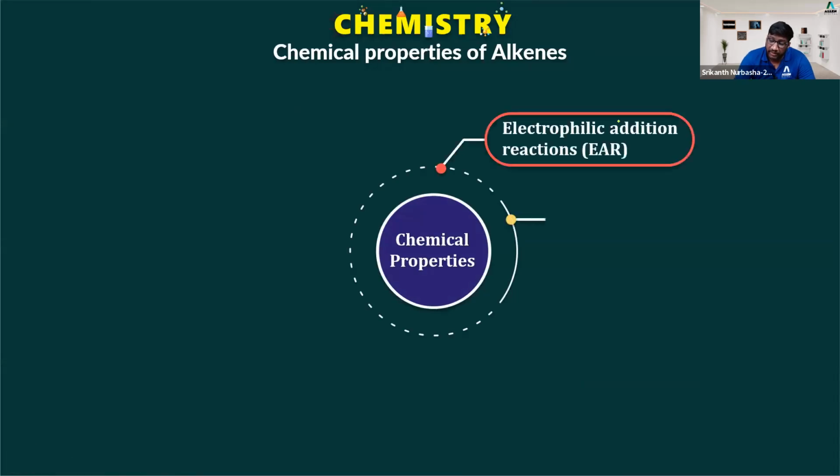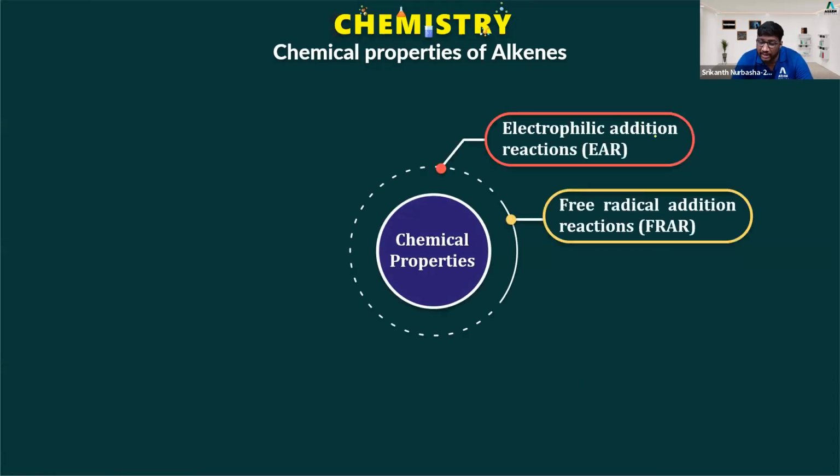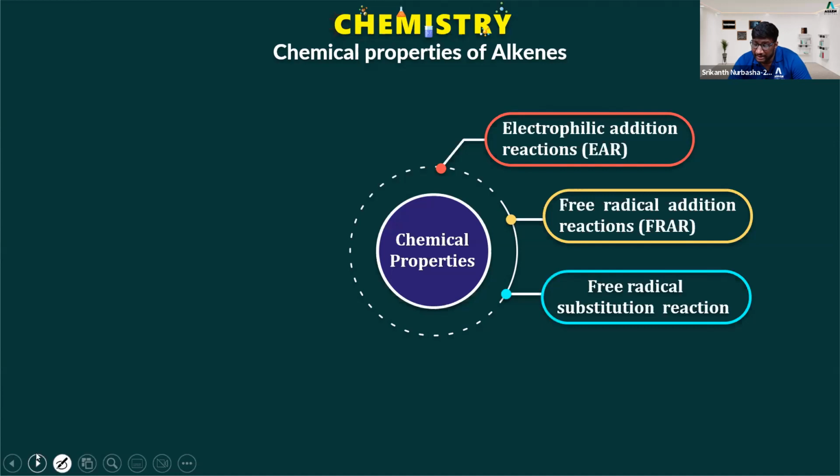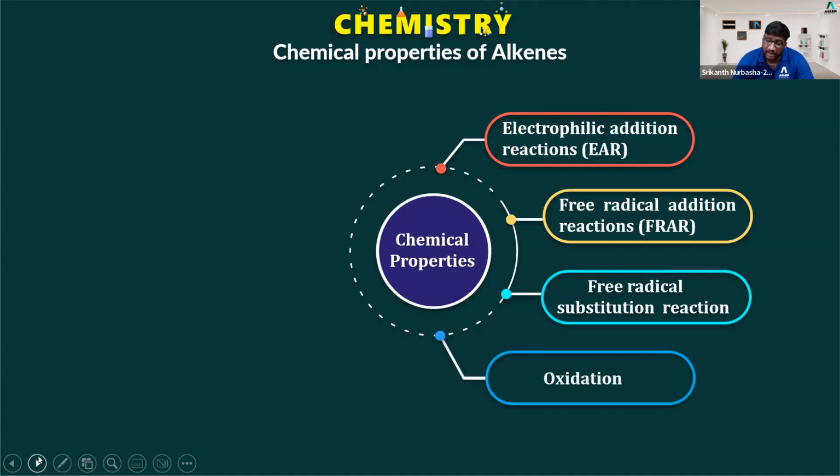Chemical properties: alkenes will undergo electrophilic addition reactions, free radical addition reactions, free radical substitution reactions, and also oxidation reactions. Electrophilic addition reactions, we have discussed these reactions or not? Do you remember, anyone?